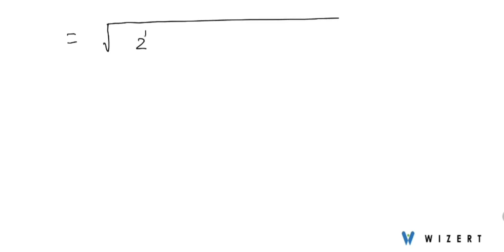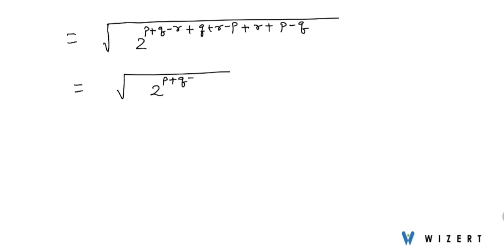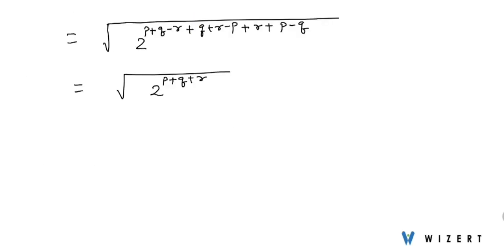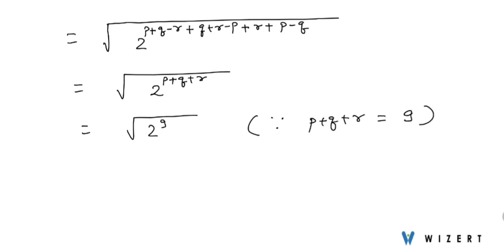So 2 to the power, first power is p plus q minus r, second is q plus r minus p, and third power was r plus p minus q. If we simplify this, we'll get minus r plus r cancel, minus q plus q cancel, minus p and plus p cancel. So we are remaining with 2 to the power p plus q plus r. Now p plus q plus r is 9, we can see from the first equation. So we can write it as 2 to the power 9. Why? Since p plus q plus r we have derived as 9 from the first equation.